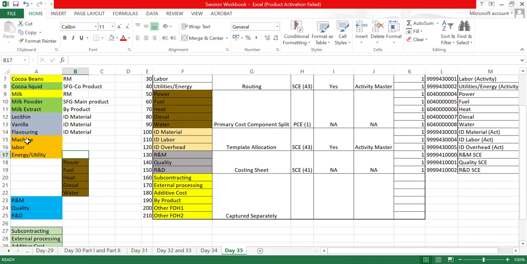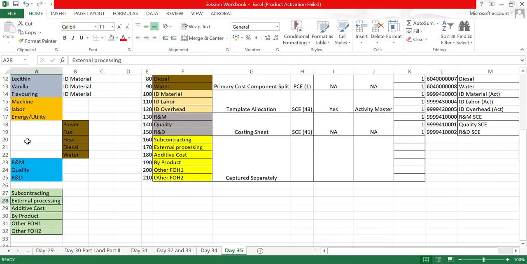Let's say the energy utility cost is 100. So then how this 100 should be bifurcated into all those five components. This is another thing that we will study. The next we will also capture the cost that incurred for repair and maintenance of the machine, that incurred for quality control, that incurred for R&D for producing the better quality of sugar.